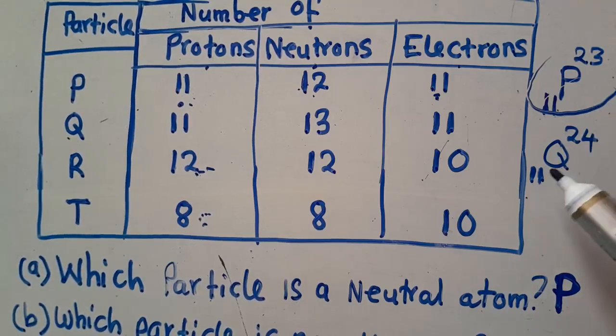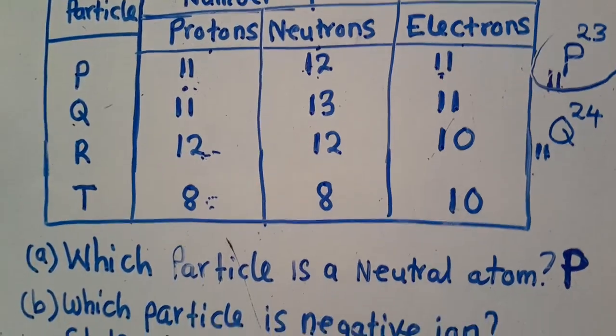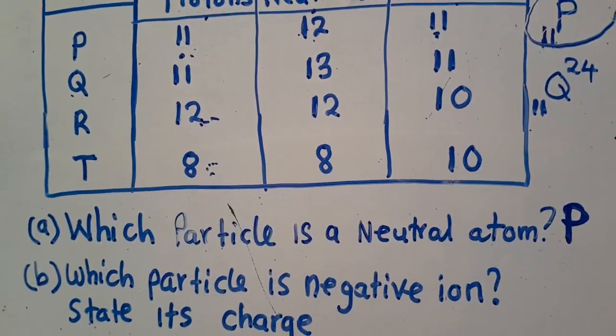But you know that since these have the same number of protons but different mass numbers, these are isotopes. You know what an isotope is? Having the same number of protons but different mass numbers. This is what you are talking about. So which particle is a neutral atom? That is P. We move to the next question.